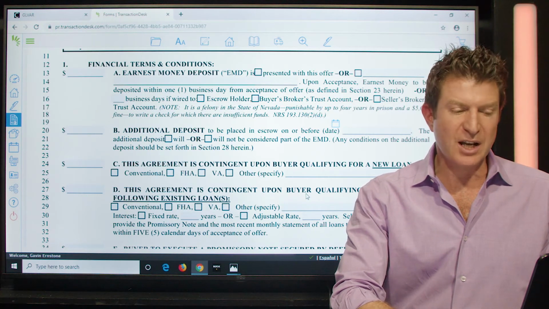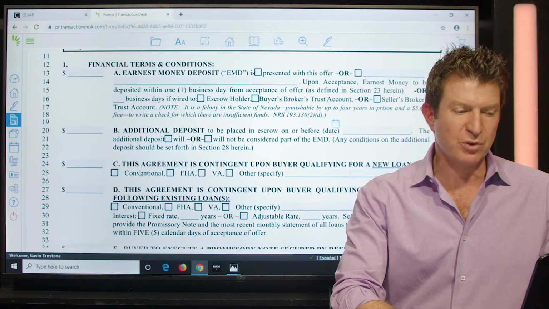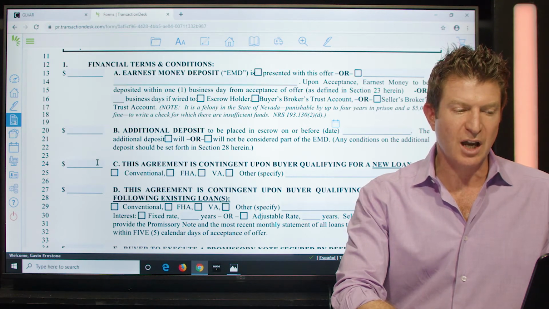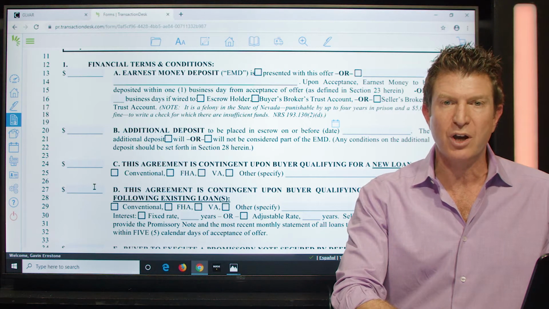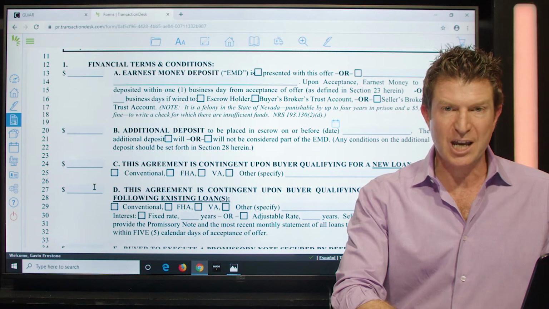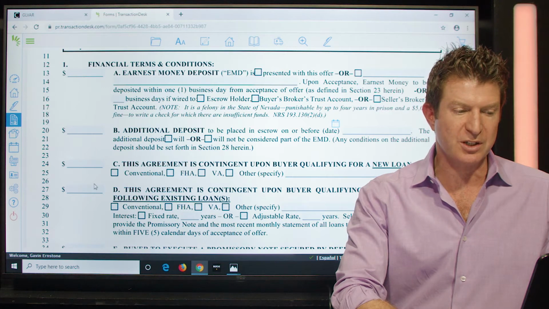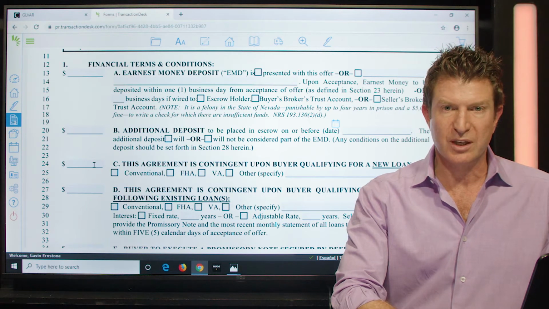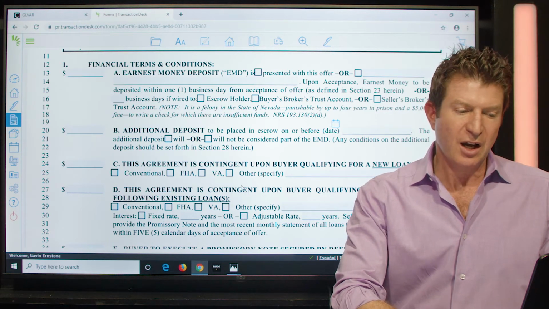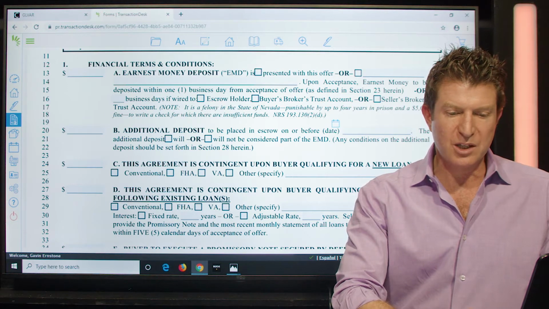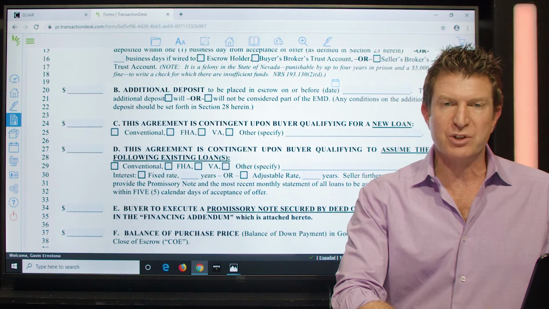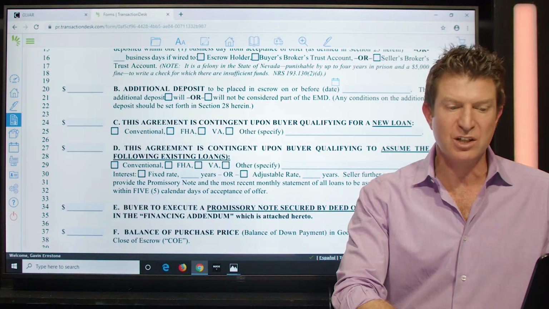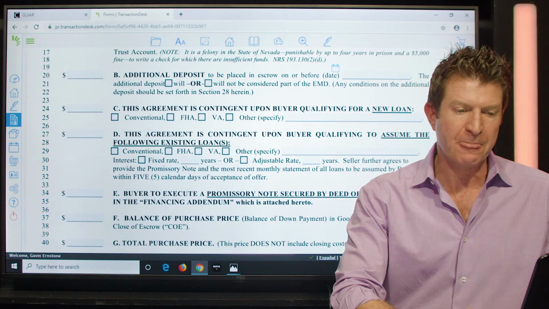Then if there's financing involved, it is extremely important to notate the type of financing and the approximate loan amount. Obviously, you are going to calculate the loan amount based on the down payment minus the earnest money deposit, and then that's going to give you the actual loan amount right here. And then you need to specify things like if there is a maximum amount that an interest rate cannot exceed, you need to spell that out in here.